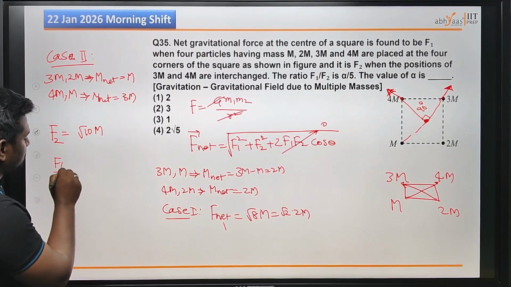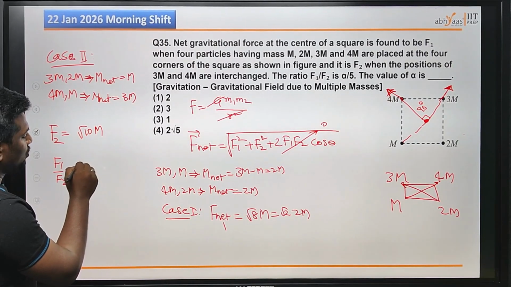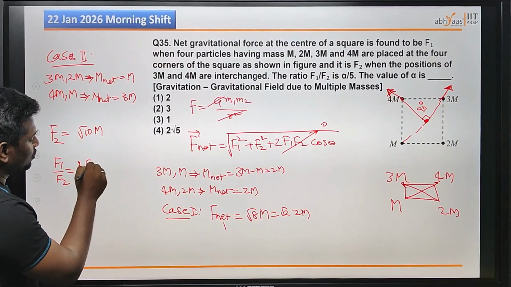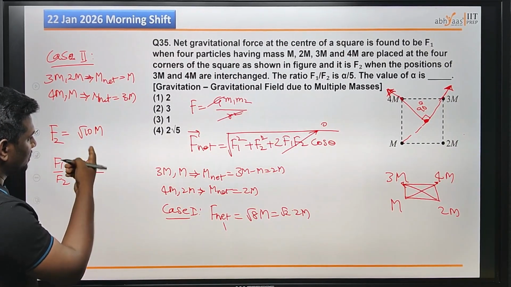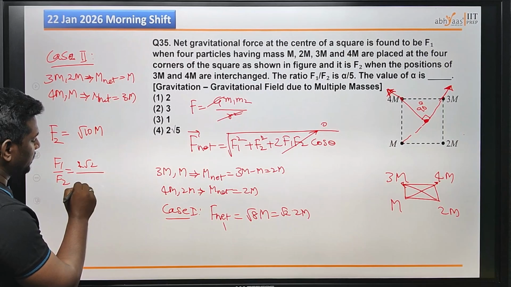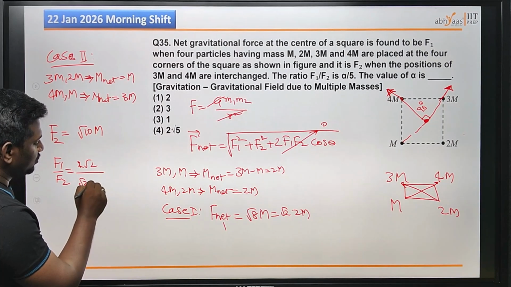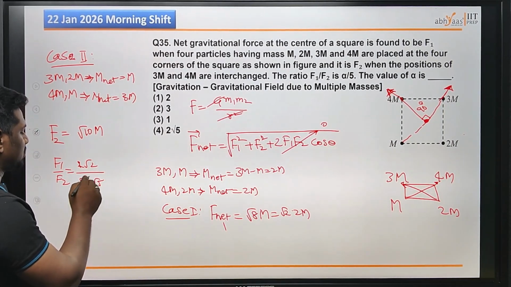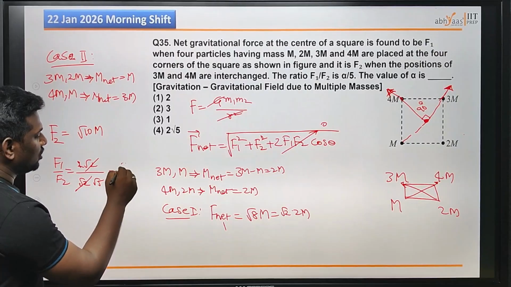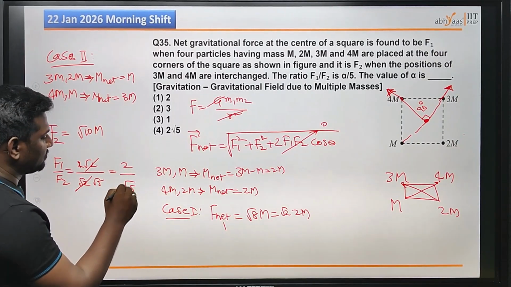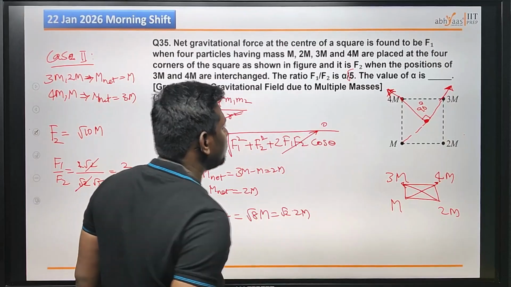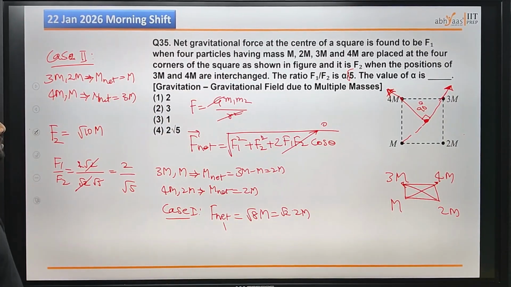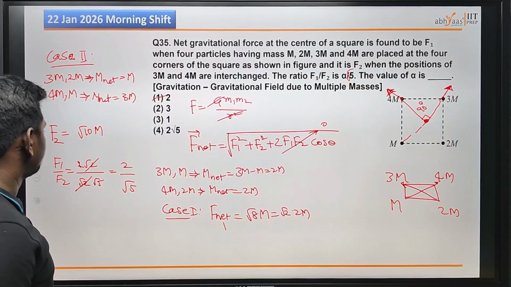f1 by f2 can be written as 2 root 2, which gets cancelled, and root 10. So root 2 root 5. So the root 2 gets cancelled, leaving 2 by root 5. So this is actually root 5. So what is the value of alpha? Alpha is nothing but 2.